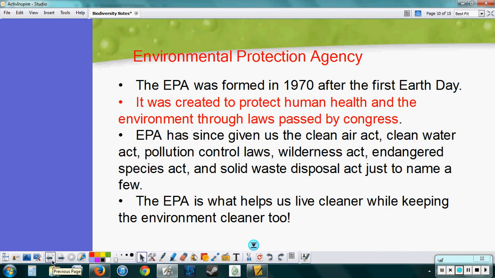The Environmental Protection Agency was founded in the 1970s. This was created to protect human health and the environment through the laws passed by Congress. The EPA is one agency of the government that we're going to constantly go back to. That agency will make laws and acts that other people will have to follow. It has to deal with the environment. We're going to talk about that in great detail all year.